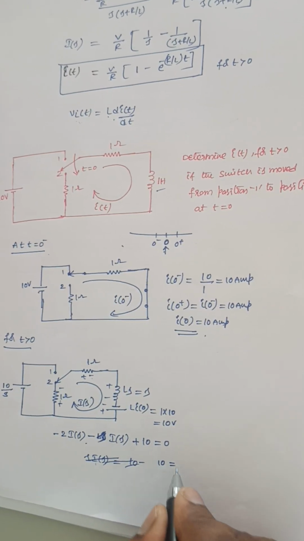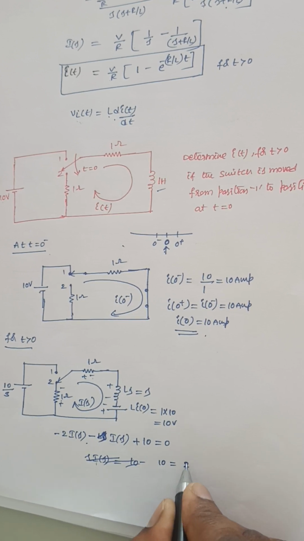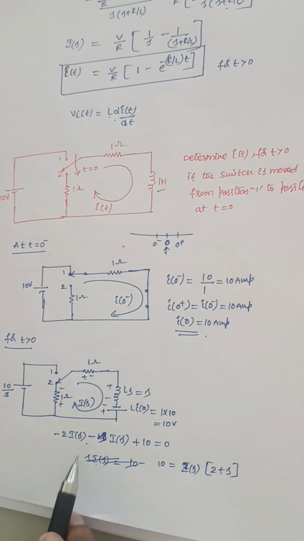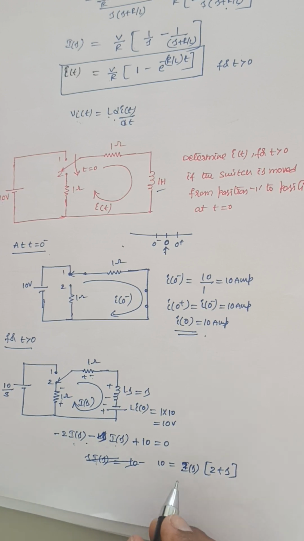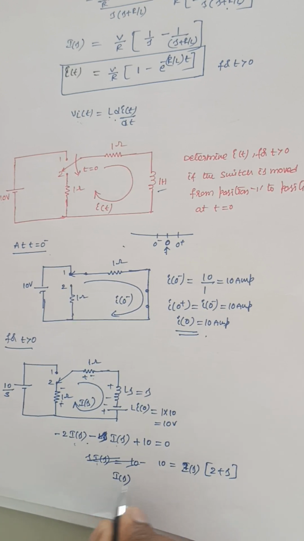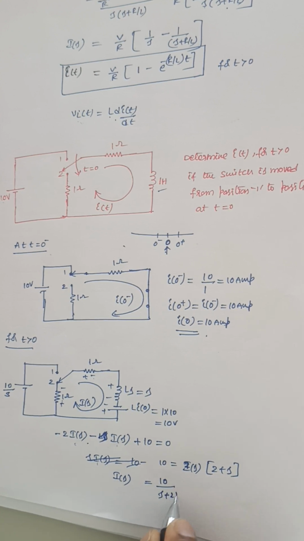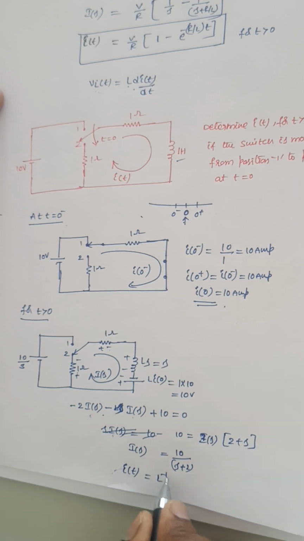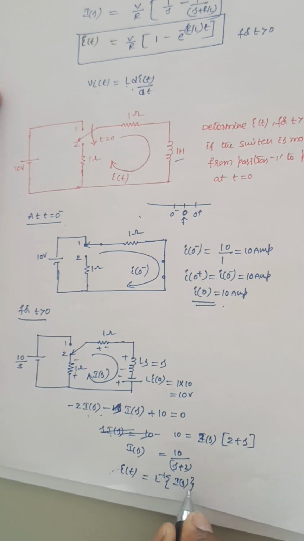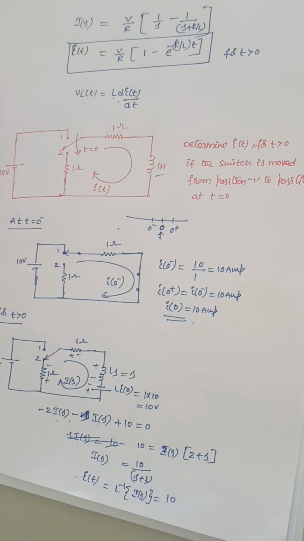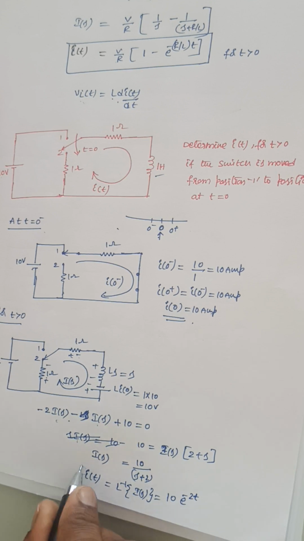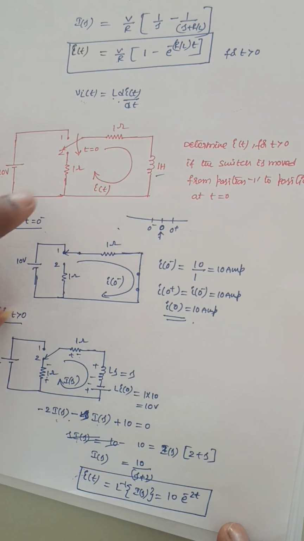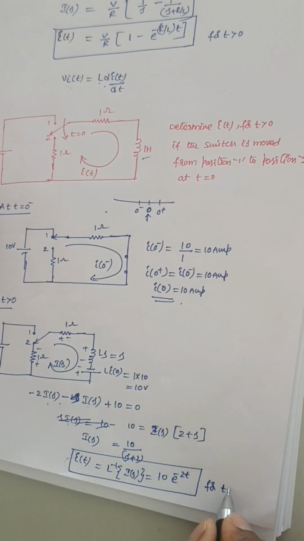I can write this expression as 10 equal to 2, sorry, I of S, if I take I of S common in these 2 plus S. Just I bring this term to the right side, so this equation will become like this. So I of S is equal to 10 divided by S plus 2. Now I need to find the I of t. Take the inverse Laplace transform for this current expression I of S. So inverse Laplace transform for 1 by S plus A, that is equal to e power minus 2t. So this is the expression for the current flowing through this loop for t greater than 0.